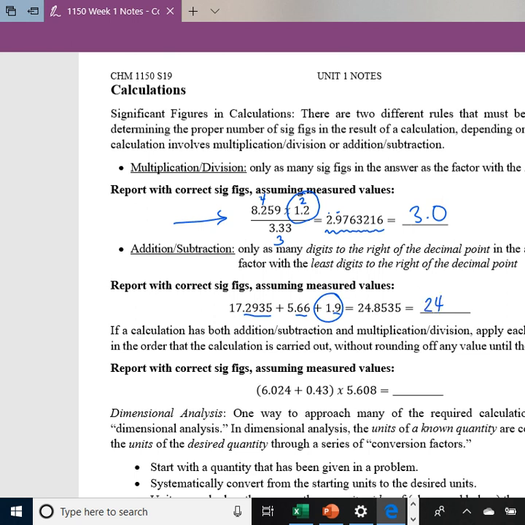So it's 24 and then 0.8. So the 8 is significant. And then because it's 535 after that, we're going to round up. So 24.9.